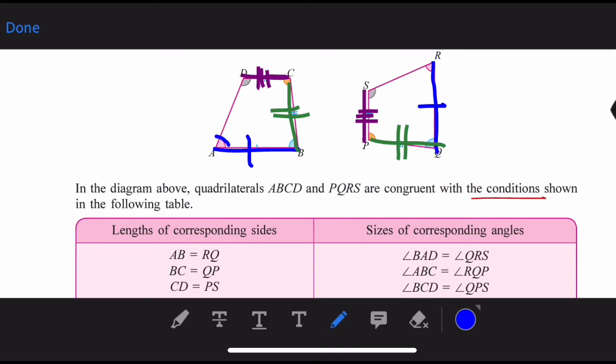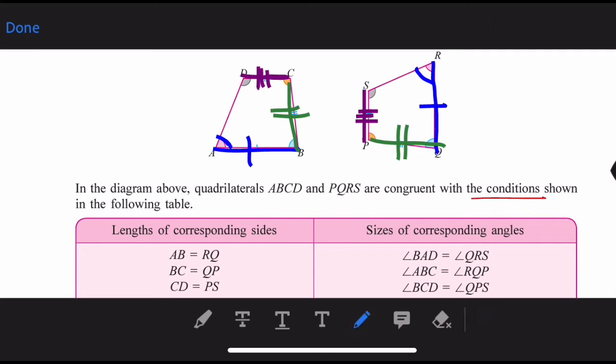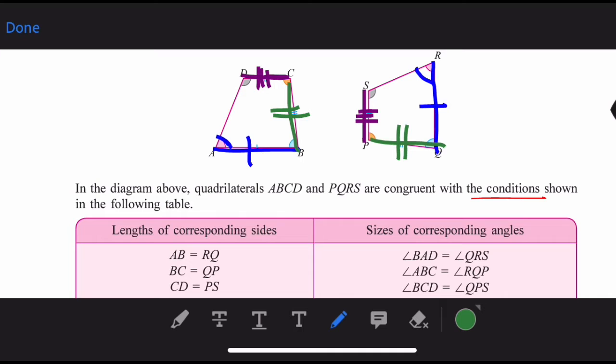This angle, the blue one, is equal to QRS. These two are the same, right? The one in blue. And then ABC, I'm going to use the green one, ABC. This one, ABC, is actually the same as RQP, right? These two are the same.